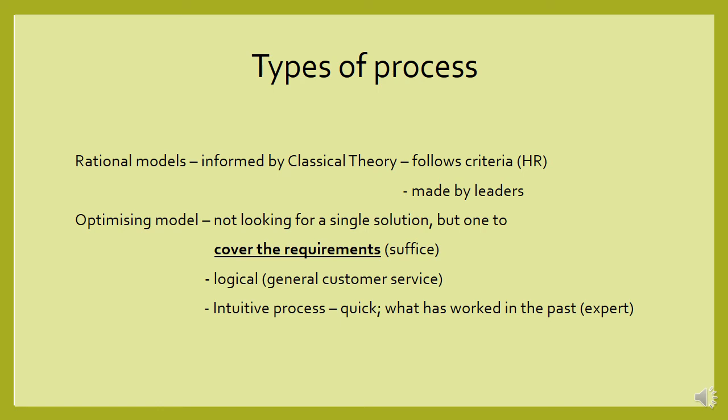But as the slide says, the rational model informed by classical theory is the kind of decision-making process that HR follows, for example. So if you think about applying for a job and the way HR actually goes about looking for suitable employees, everything is very systematized, it's very structured, criteria are laid out, so the communication is written, and it comes from the central authority of an organization. Central authority of an organization will say, this is the kind of person we want, this is the kind of organization we have. So you could imagine that kind of structured thinking that's defined by the rational model.